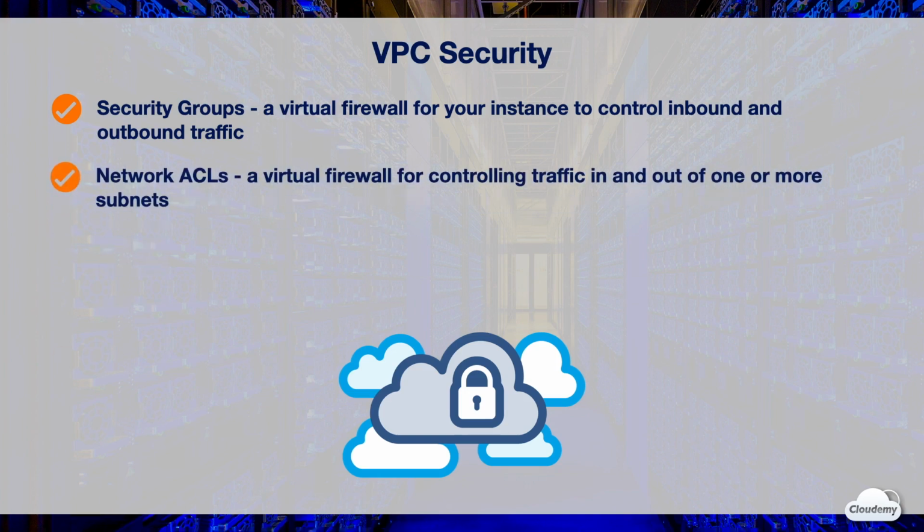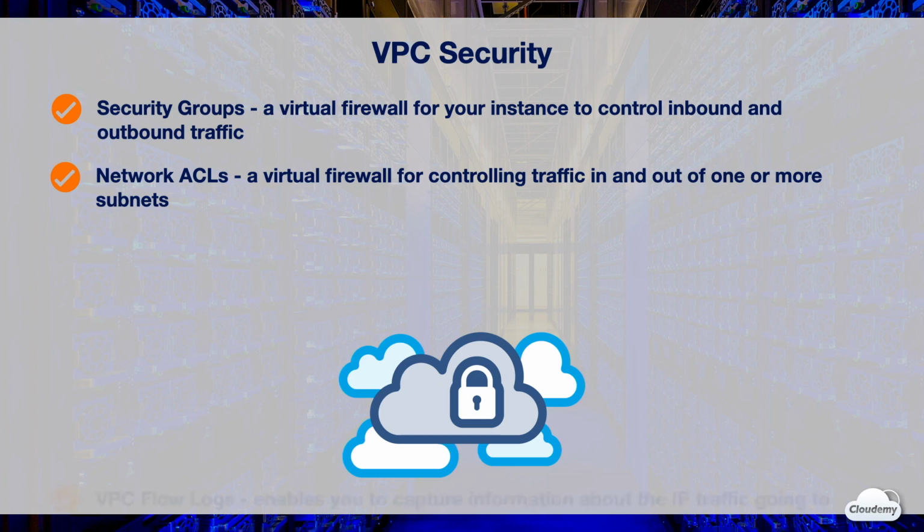A network access control list, or ACL, is an optional layer of security for your VPC that acts as a firewall for controlling traffic in and out of one or more subnets. A network ACL has separate inbound and outbound rules, and each rule can either allow or deny traffic. Each subnet in your VPC must be associated with a network ACL. If you don't explicitly associate a subnet with a network ACL, the subnet is automatically associated with the default network ACL.